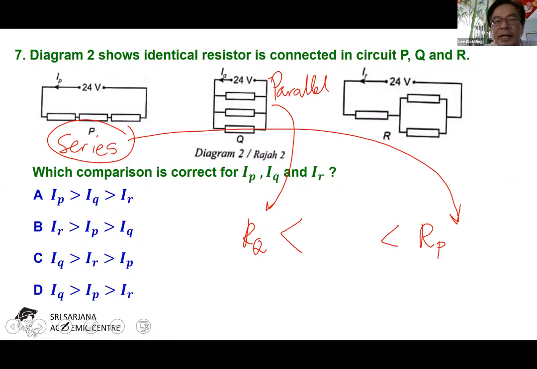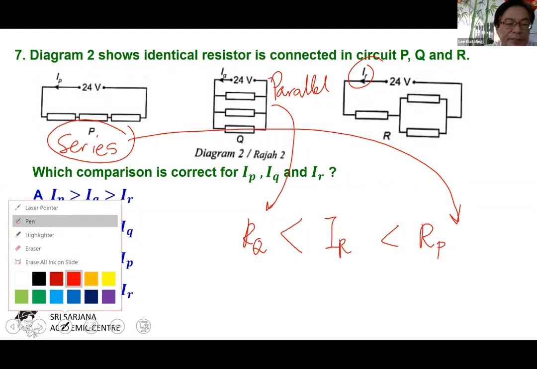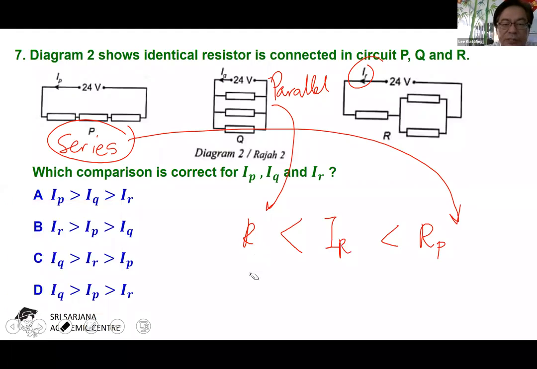This is actually R, so I'm going to put an R here. They are actually using a small letter, so I will probably use a small letter too. This is a Q, this is an R, this is a P.